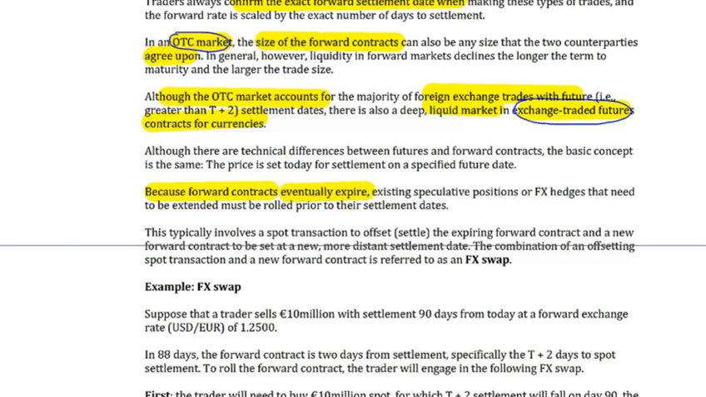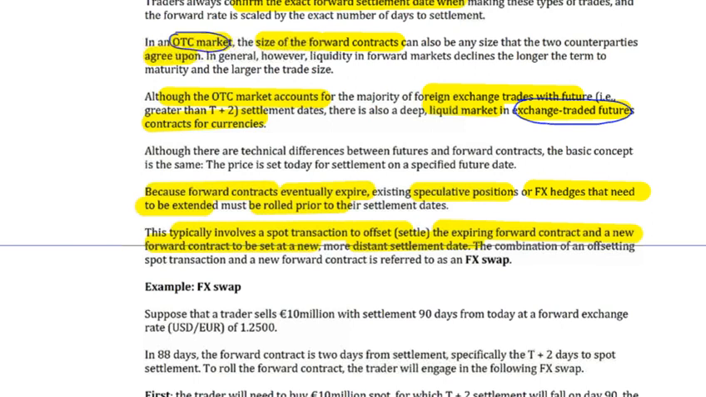Because forward contracts eventually expire, if you have a speculative position, or whatever you need for any type of foreign exchange hedge that you enter into, some type of forward contract needs to be extended. So your forward contract now needs to be extended. What do you need to do? You need to keep rolling it over, which involves getting rid of it today after the first 90-day period, and entering into a new one for a new distant settlement date.